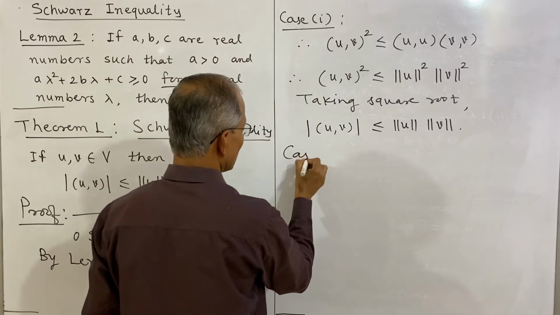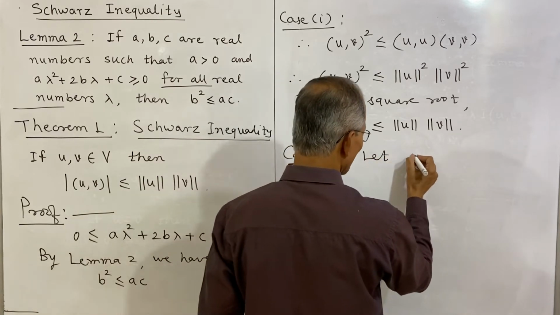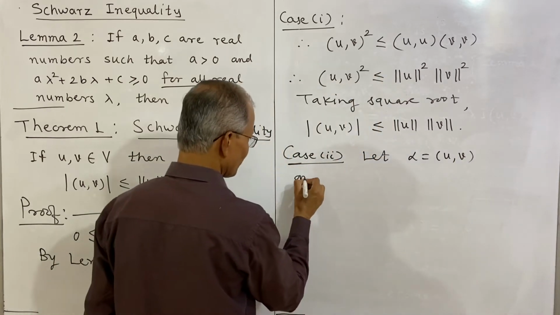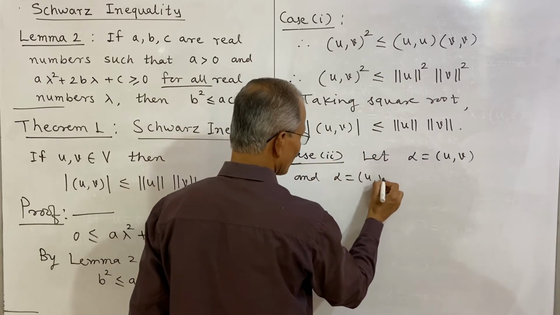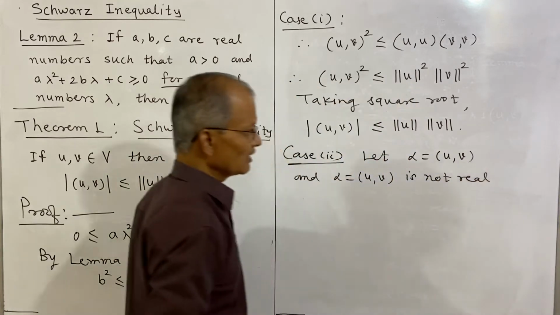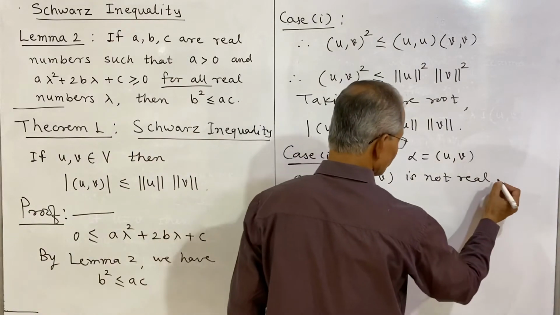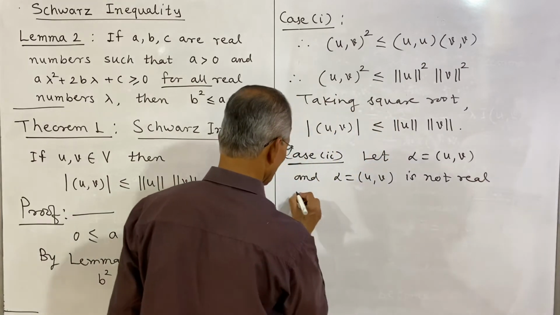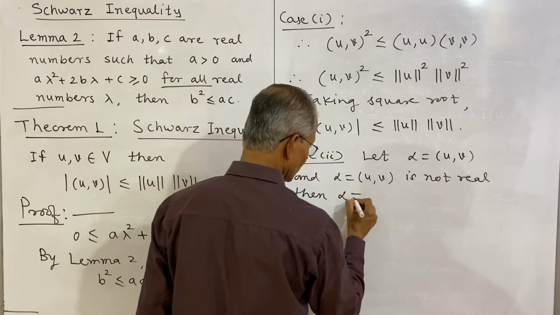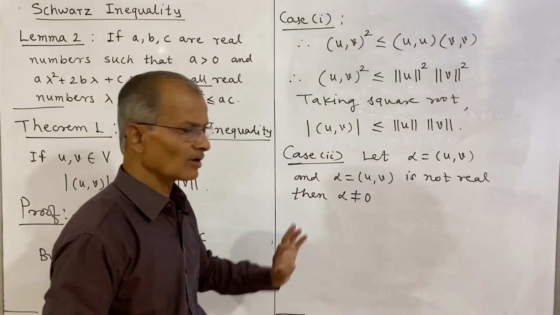Second case. Let us suppose the inner product alpha, where alpha is equal to the inner product of u and v, is not real. If it is not real, it is certainly not equal to 0, because 0 is a real number. So, it is not real means it is not equal to 0.